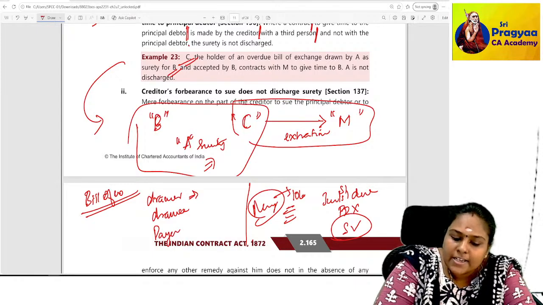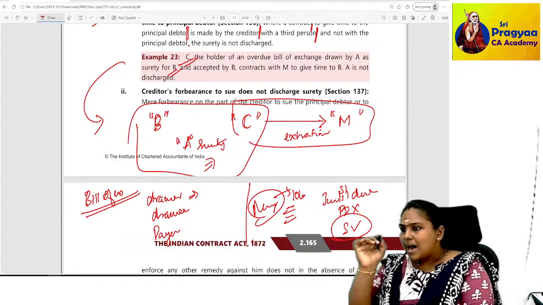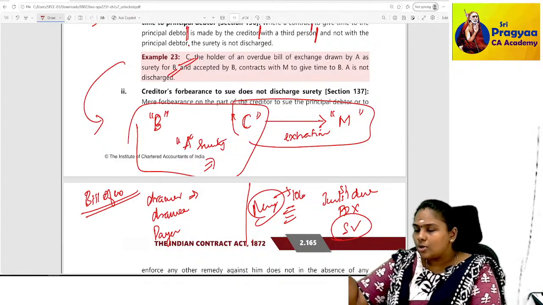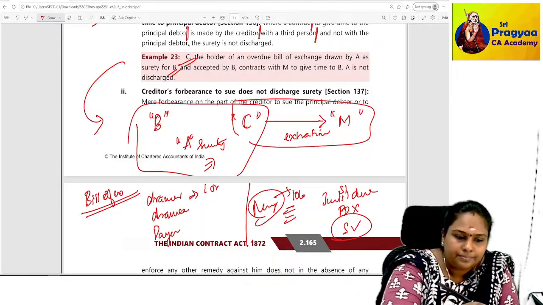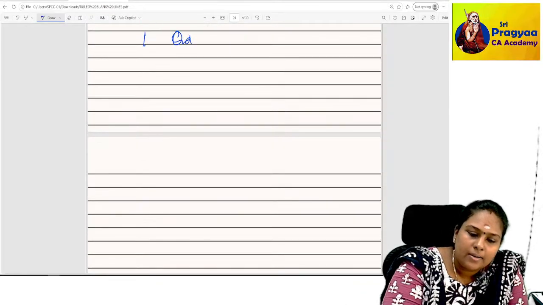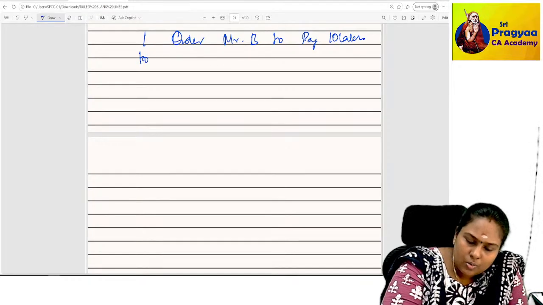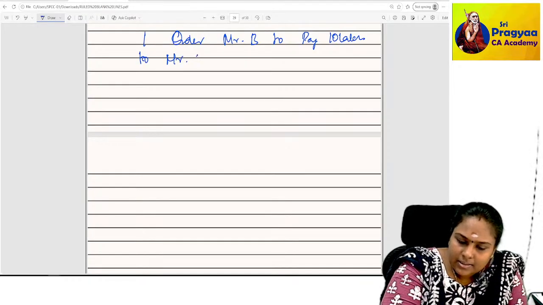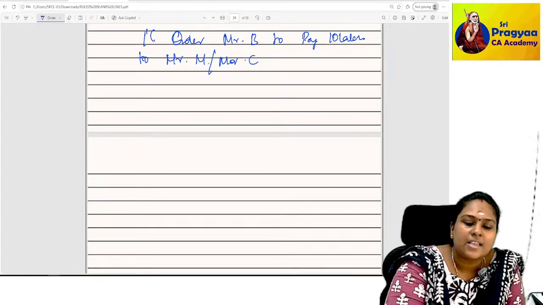Okay, drawer is the bill, or drawer is the person who draws the bill. And the bill is like this: I order so and so to make the payment to so and so. Say for example, I order Mr. B to pay 10 lakhs to Mr. C, that is, to pay myself. This I is C.